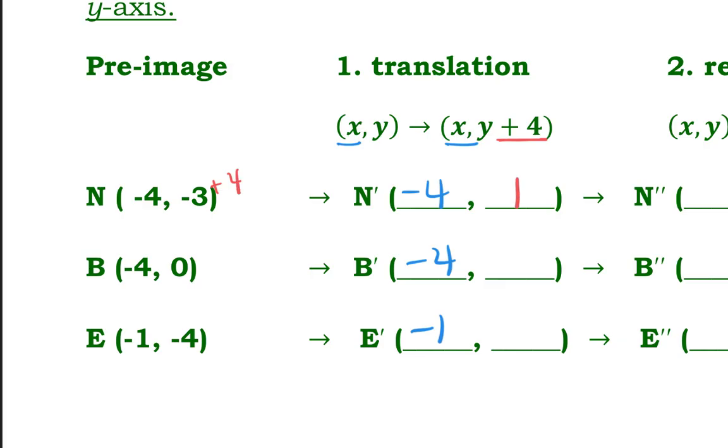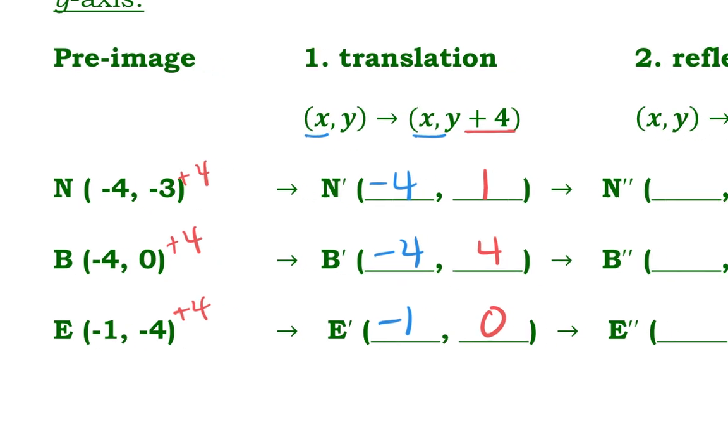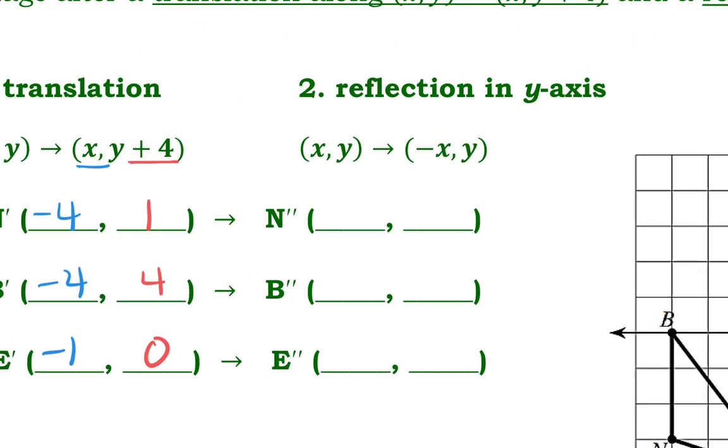Positive 1. What's 0 plus 4? 4. What's negative 4 plus 4? 0. Okay, once you've taken the step forward, you don't go back. Now when you do the next one, this one is based off of the new points. So you keep going.